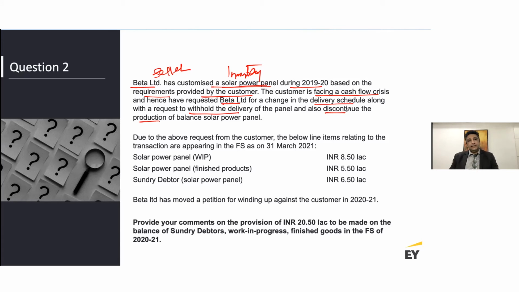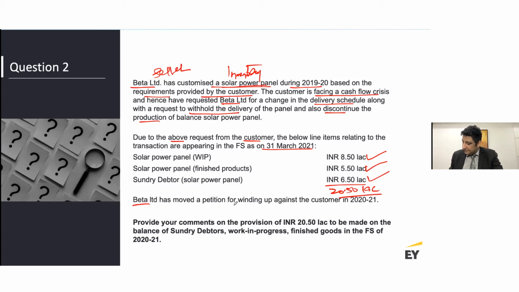All right. Now, because of that, what happens? Let's have a look at it. It says that due to the above request from the customer, the below line items relating to the transaction are appearing in the financial statements on 31st of March 2021. So this is the reporting date wherein we have provided that these balance transactions are remaining. We have a work in progress of 8.5 lakhs, finished goods of 5.5 lakhs, and sundry debtors of 6.5 lakhs, which makes it 20.5 lakh in total.